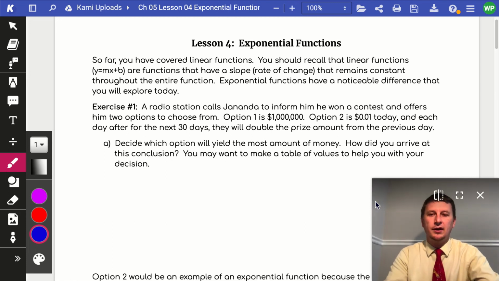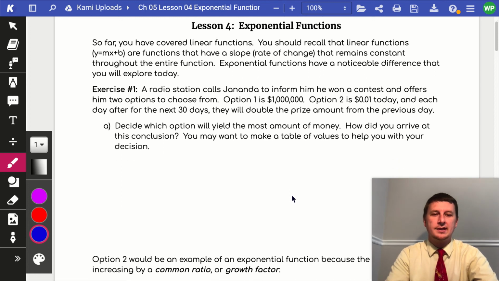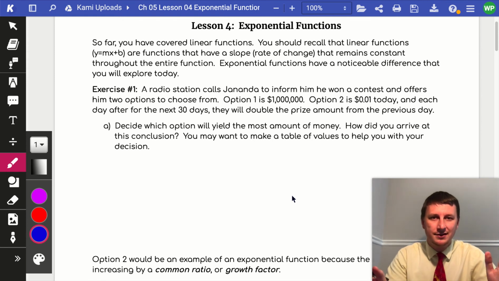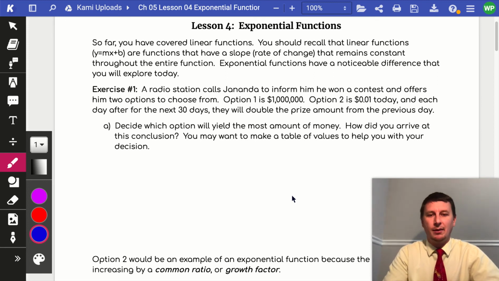So in exercise number 1, it says a radio station calls Jananda to inform him that he won a contest and offers him 2 options to choose from. Option 1 is $1 million. Option 2 is a penny today, 1 cent today, and each day after for the next 30 days, they're going to double the prize amount from the previous day. So decide which option is going to give you the most amount of money. How did you arrive at that conclusion? You might want to use the table of values to help you with your decision. Okay? So pause the video and try that out right now before we get into it together.